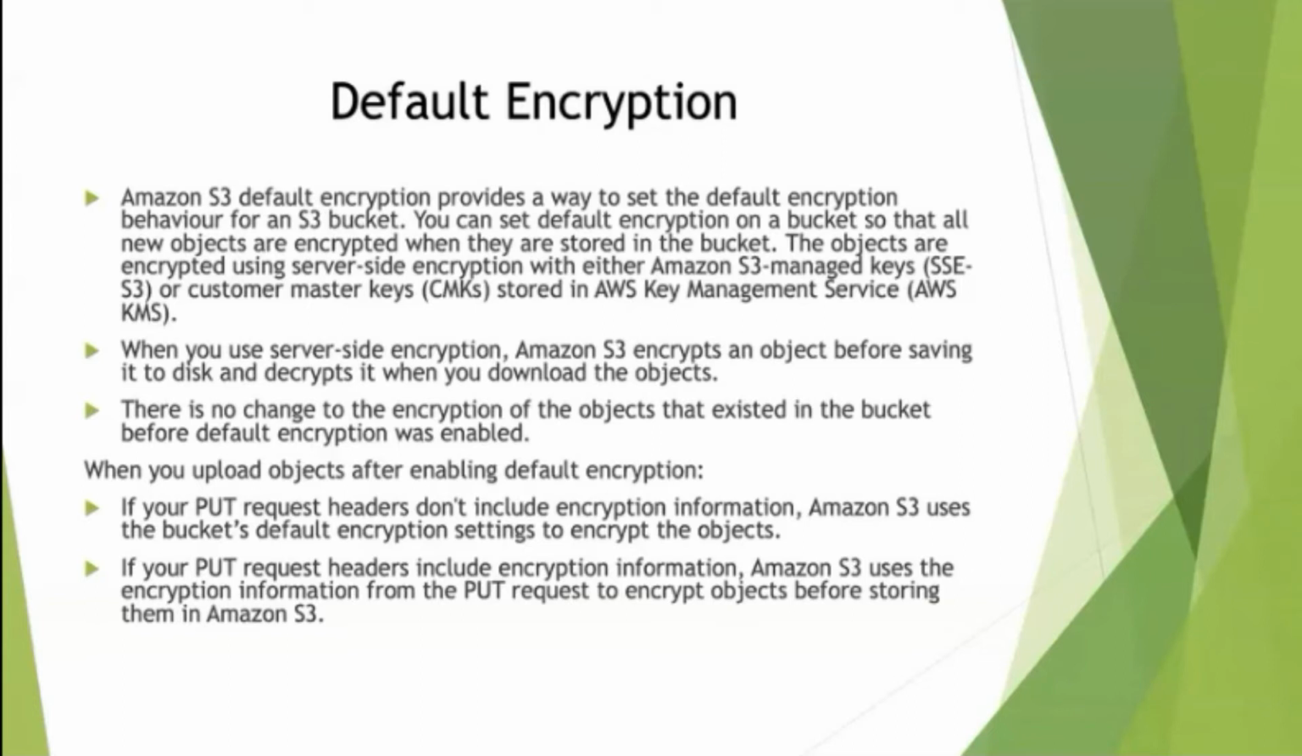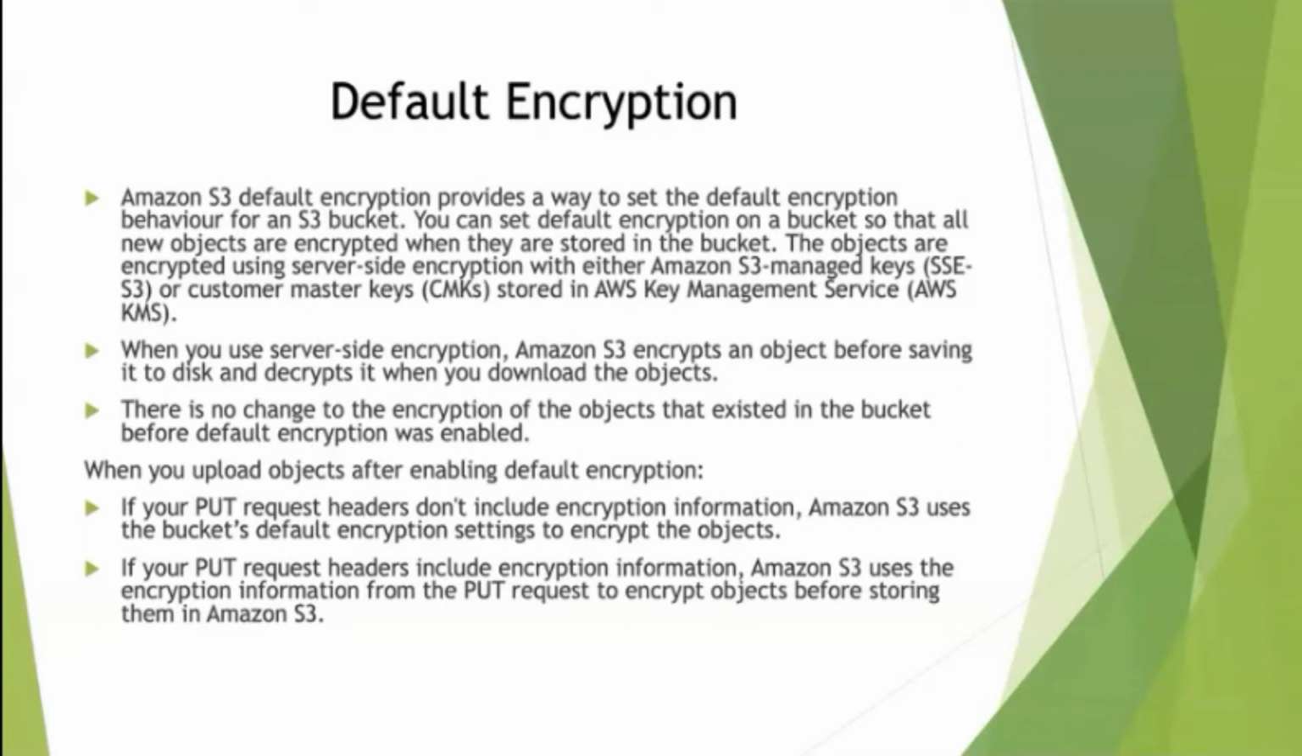By default, the owner will have all access to an S3 bucket. The person who created the S3 bucket will have all access, as we saw last week. So when the user uploads an object with encryption enabled, S3 internally encrypts the object before storing it to disk, and then decrypts it when you download the object. There is no change to the encryption of objects that existed in the bucket before default encryption was enabled. That means, like I mentioned, if you create an S3 bucket, upload 10 objects to it, and then enable encryption, those 10 objects are not going to be encrypted. Only objects that you store after enabling encryption are going to be encrypted.